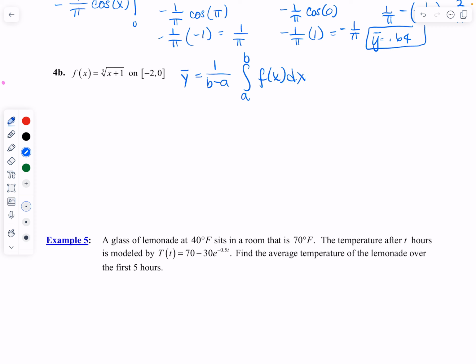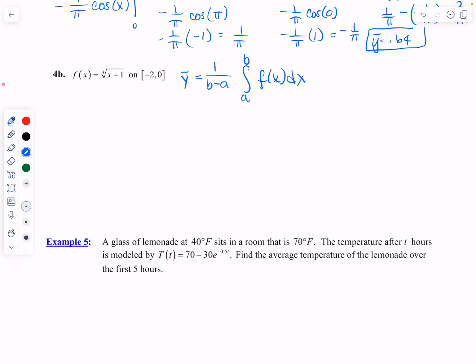So if I look at this guy, I can rewrite this as y bar equals 1 over, remember the upper limit is 0, so b, 0 minus negative 2, and then I'm integrating from negative 2 to 0, and the function is x plus 1 to the 1/3 power dx.